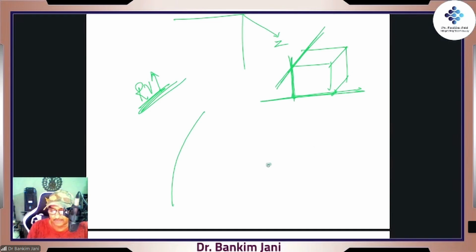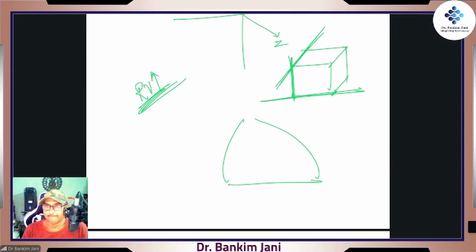This is the heart, right? Which chamber is this? So this is the right atrium. This one is the right ventricle, and this one is the left ventricle. The left atrium is behind, right?